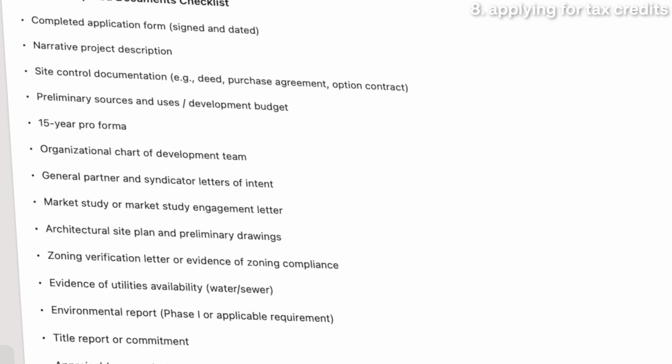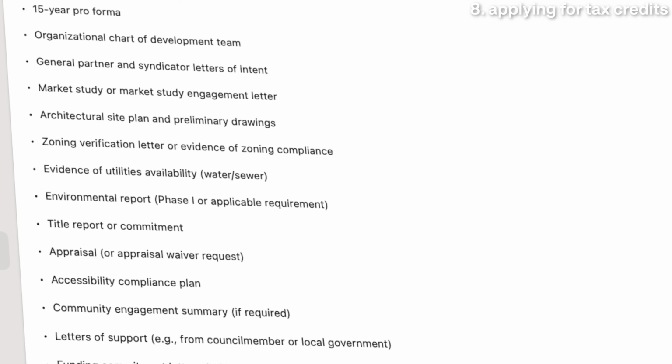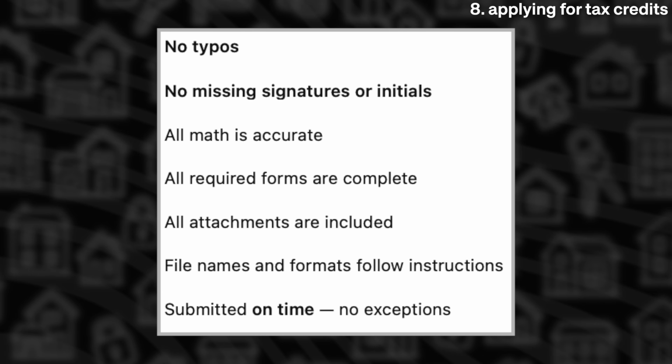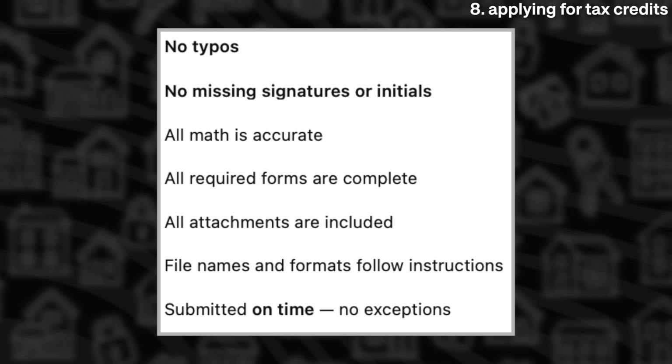Prepare a flawless application. Every sentence, number, and attachment matters. Many states will disqualify or penalize applications for errors as small as typos, miscalculations in your numbers, or even missing signatures. Create a detailed internal checklist to make sure you're hitting every required document, and make sure they meet formatting, naming, and any submission requirements. And have multiple team members review the application for accuracy and completeness before submitting.